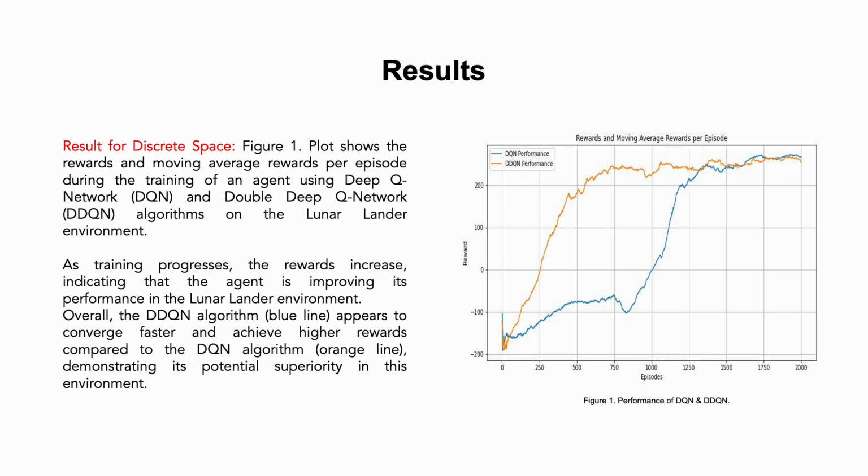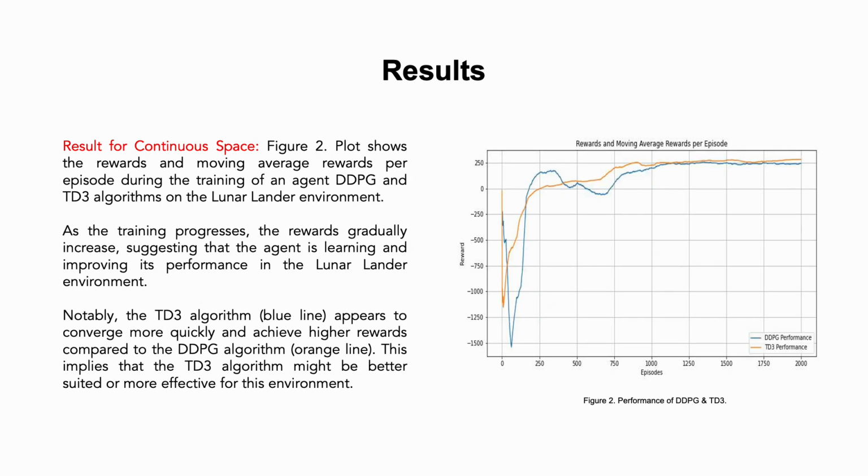DDQN's refined update mechanism reduces overestimation bias more effectively than DQN in discrete action requirements. This is shown by DDQN showing a faster learning rate and higher performance, stabilizing at a reward level of around 250 by episode 600, compared to DQN, which only reaches a similar reward level by episode 1300.